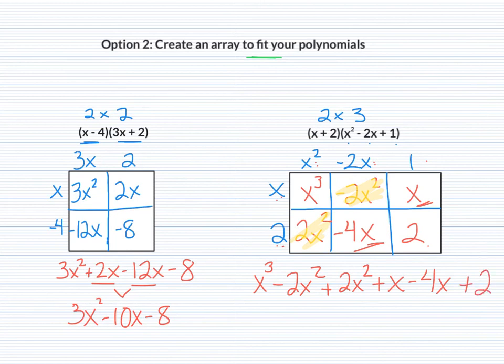Okay, now, obviously, when we multiply a binomial by a trinomial, we have more like terms to combine. So we've got this x to the third, negative 2x squared plus 2x squared. Well, that's 0. So those actually cancel each other out. Then we have x, that's a 1x, and negative 4x, that would give me minus 3x plus 2.